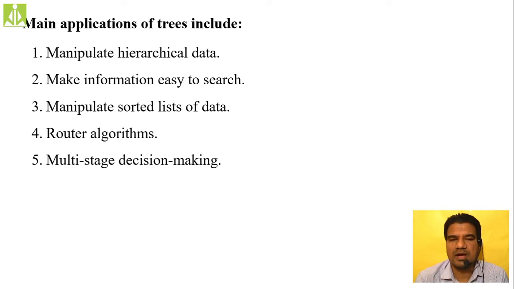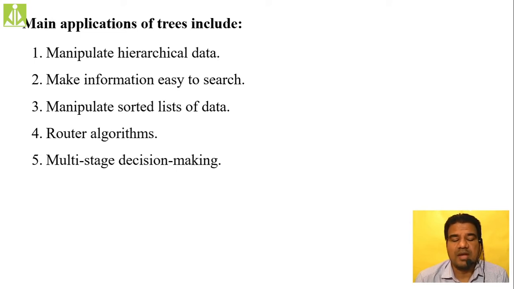So whatever data we are maintaining in a hierarchical fashion, in order to manipulate such data, we use these trees. Then, to make information easy to search or easy to access, whatever information you maintain with the help of these trees will become easily available for access. Like we have search trees and AVL trees over there. Many of the advantages we are going to see from an access point of view.